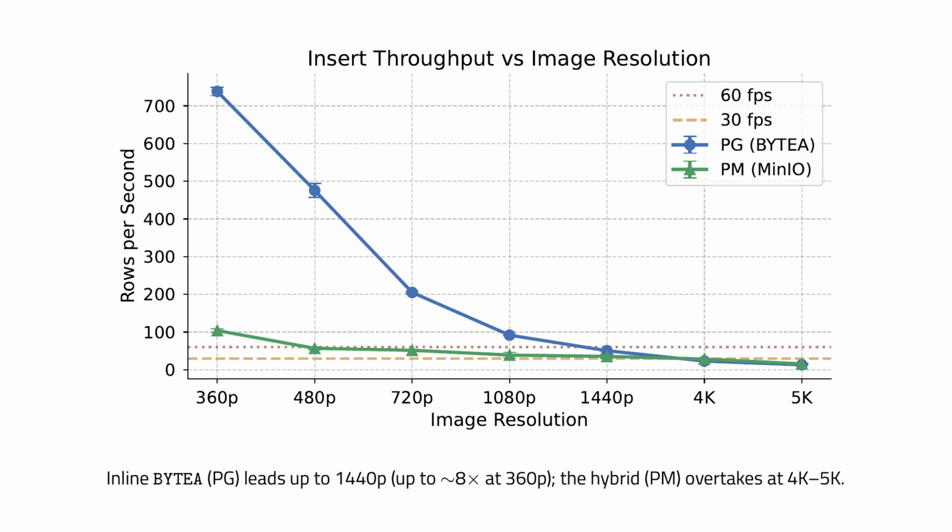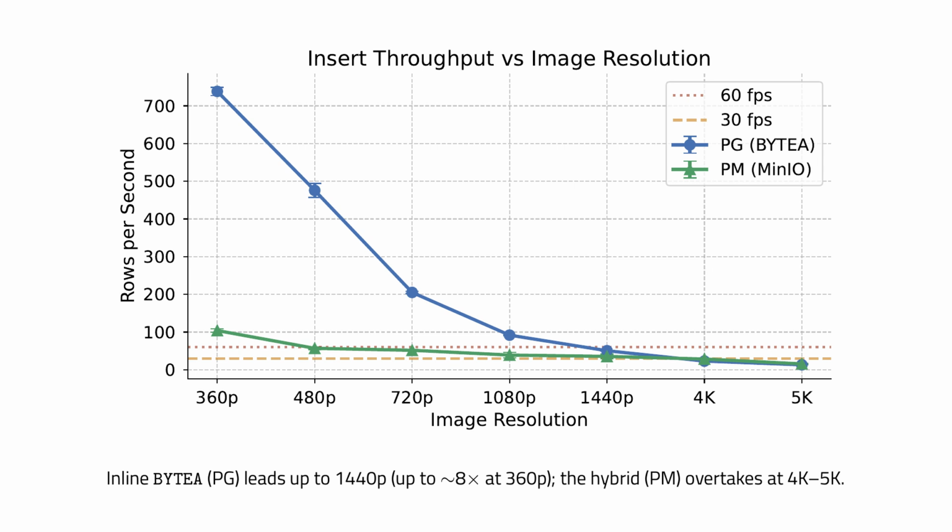This chart makes the insert story visual, and the shape is striking. The blue line, inline PG, starts sky-high at 360p and then plunges steeply as resolution climbs, because writing ever larger binaries through the database becomes progressively more expensive. The green line, the hybrid MinIO approach, is almost flat and comparatively low. It doesn't start fast, but it barely degrades. The two dotted horizontal lines mark practical frame rate budgets of 30 and 60 frames per second, giving you a sense of what real-time ingestion would demand.